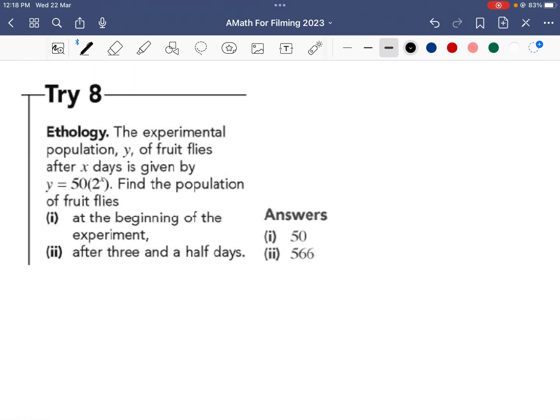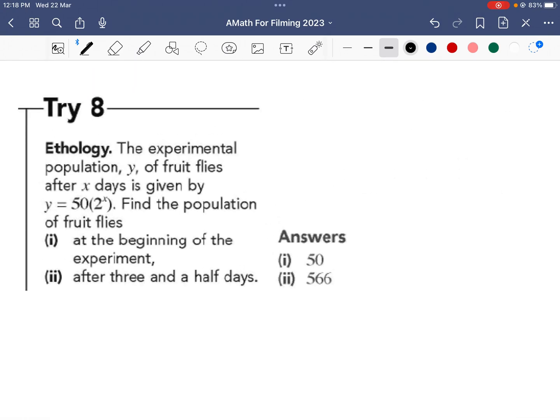Now please try 8, and then I will give you the answers. When you're done, just pause the video first. When you're done, unpause the video. I'll carry on in 3, 2, 1. Let's go.